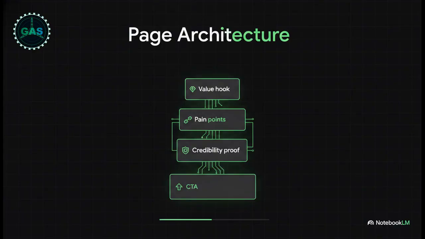But listen, a pretty layout doesn't mean anything if it's not governed by strict conversion logic. There is an exact, non-negotiable architecture for a $1 million landing page. First, you need a value-based hook right at the top. Second, you need sections that directly address 3 core pain points. Third, you've got to have undeniable credibility and social proof. And fourth, a clear, frictionless call to action.